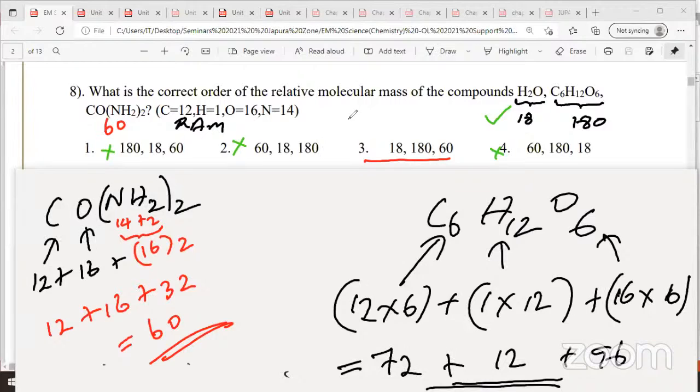Even in the MCQ paper when it comes to A-level chemistry and physics, time management is very important. Sometimes the students complain the paper is easy but there is no time to complete. That means they have not practiced papers with timing before the exam, right? Let's move on to the next question.